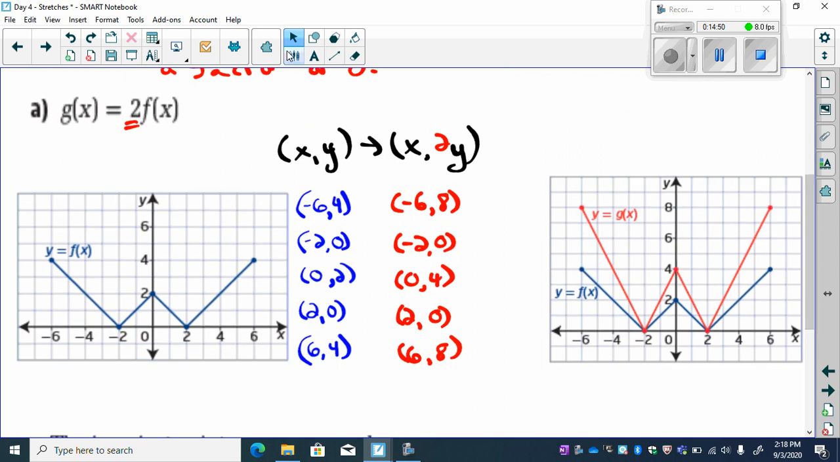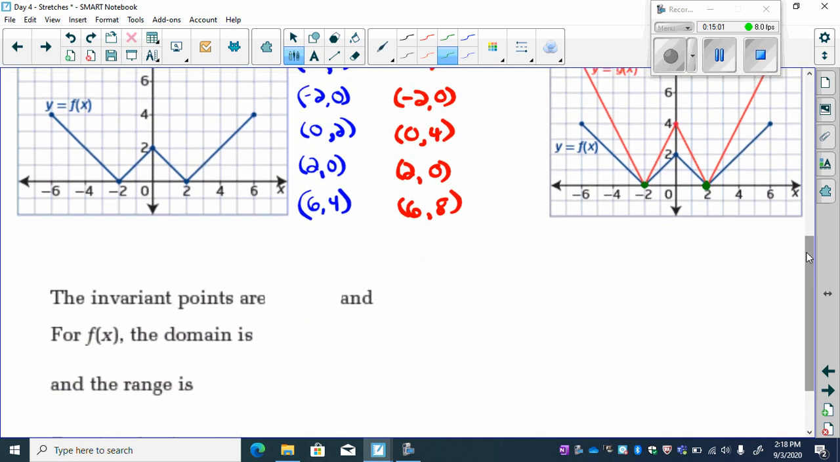Now notice, there's a couple of points that did not change. That is because they are on the line of reflection, they are called invariant points. So in this case, the invariant points would be negative 2 comma 0 and 2 comma 0.